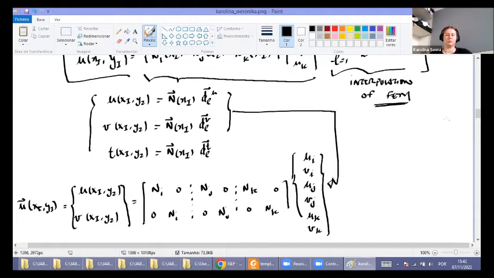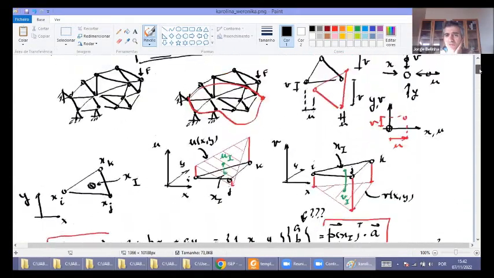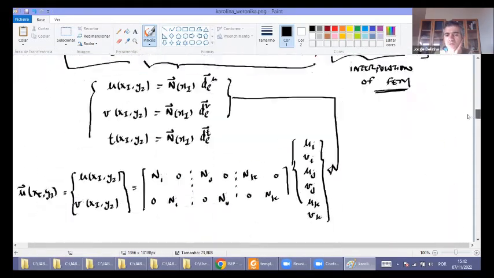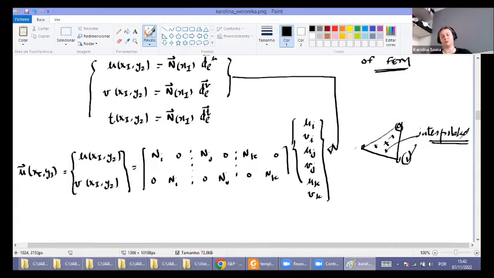This is interpolation. If you understand this, you understand the finite element method. Now you can apply it to everything that you want: temperatures, velocities, displacements, stresses, everything. So the values that you know are on the nodes. These are the values that you know. The values inside the element are interpolated, they are not known. Nodes are known, the inside is interpolated.